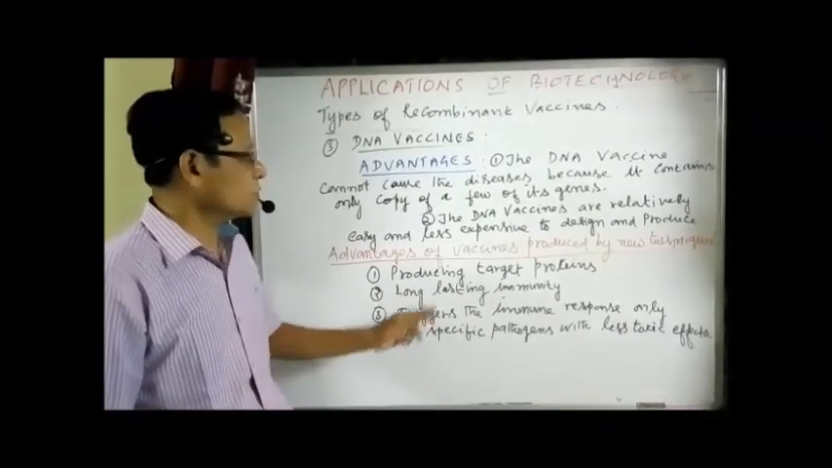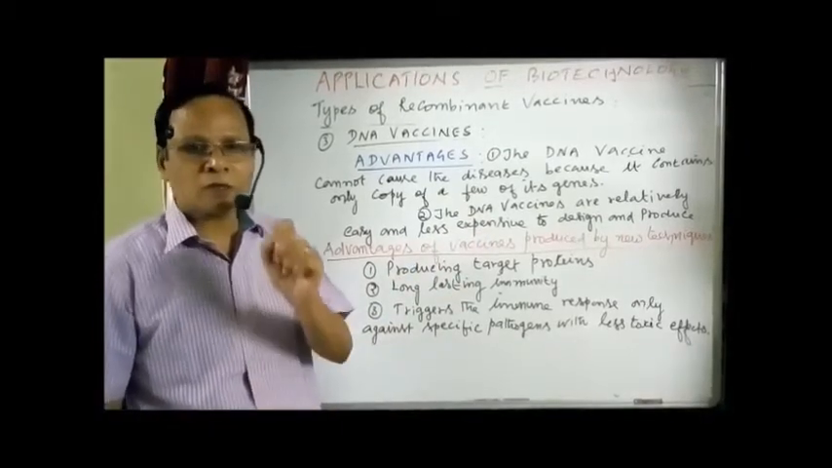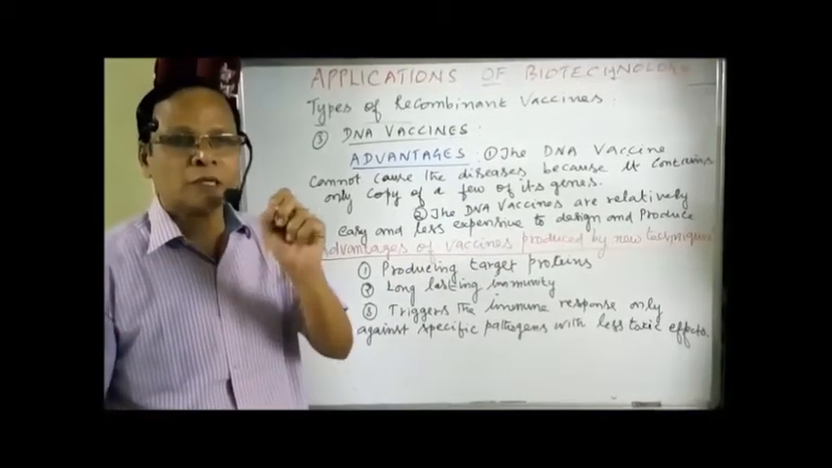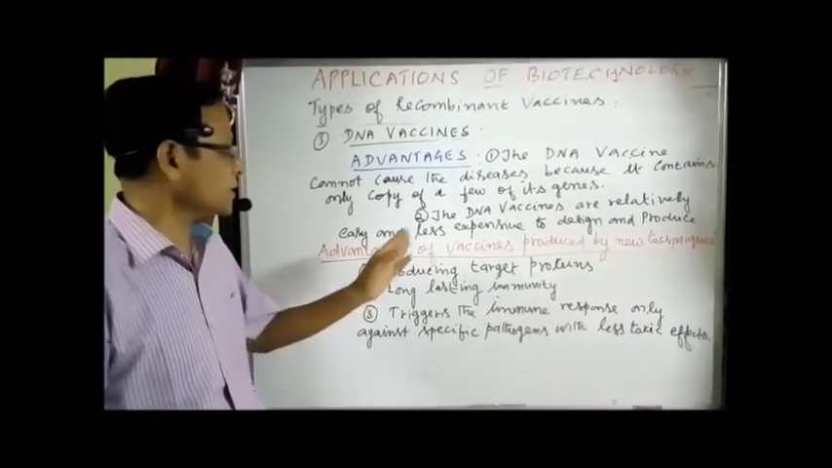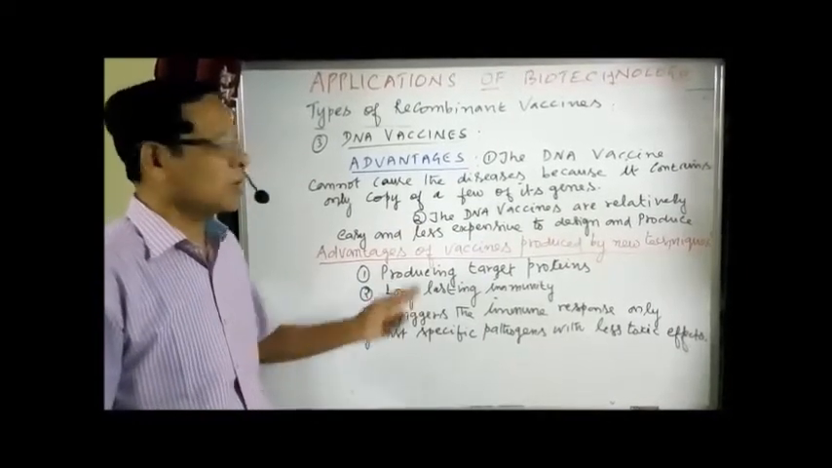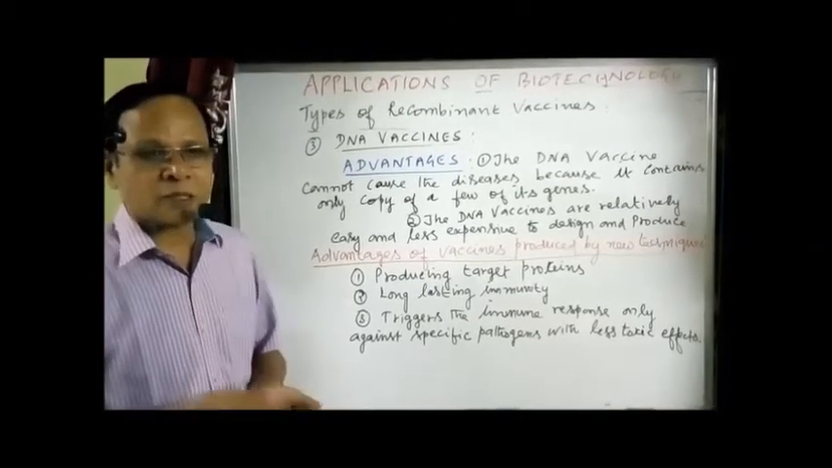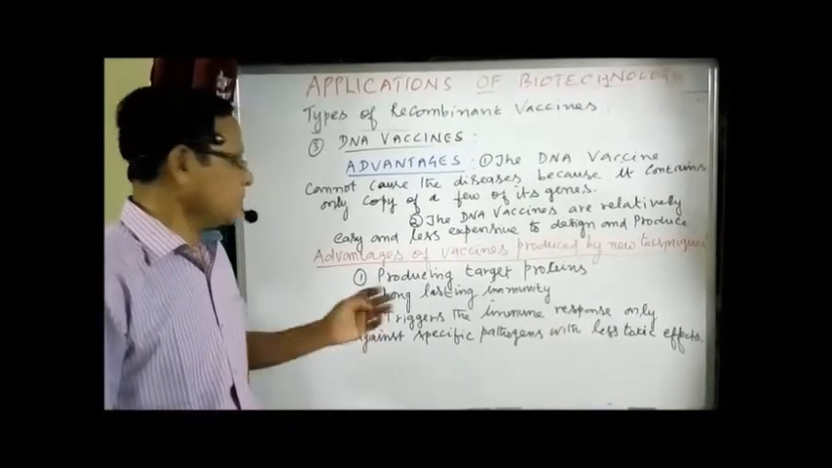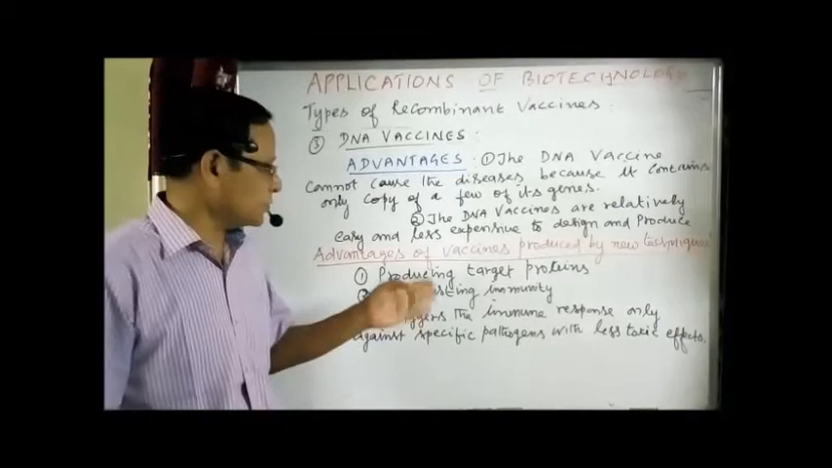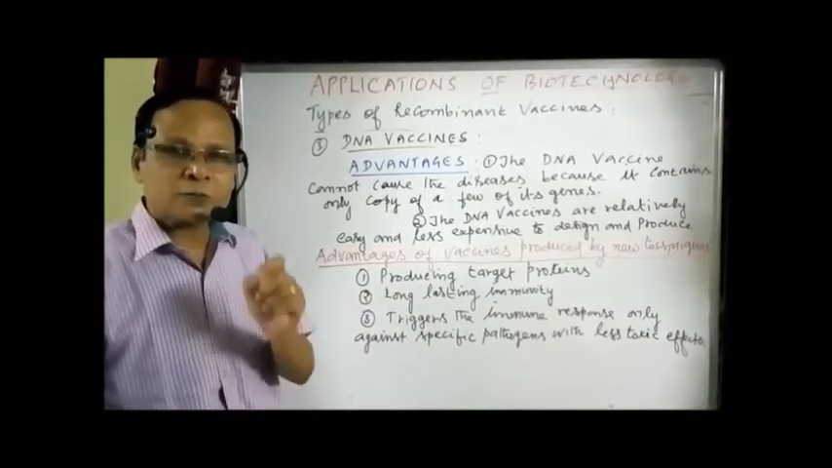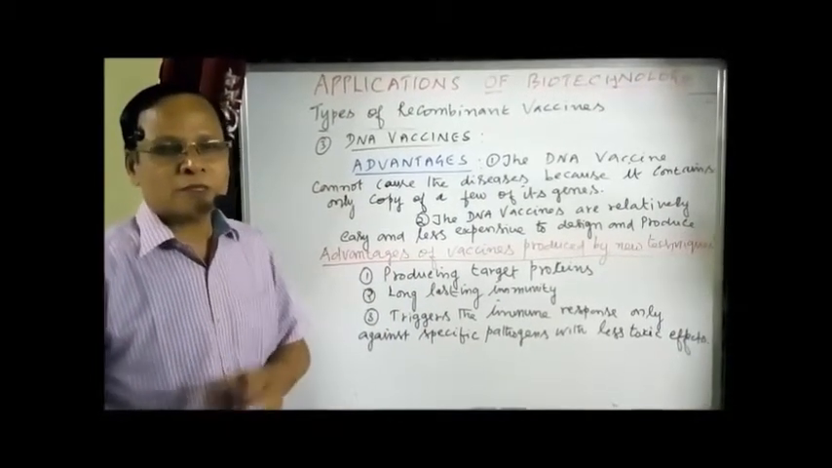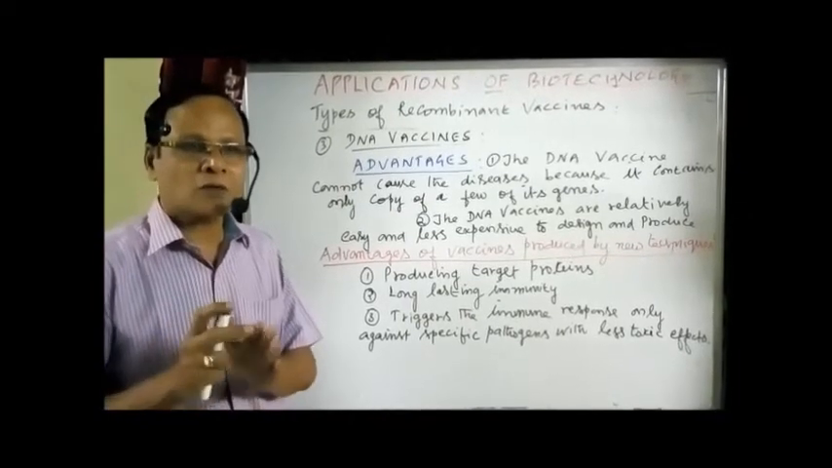Number one, producing target proteins. Only the target proteins. What protein we need, that alone is produced by recombinant DNA technology. Number two, long-lasting immunity. Once immunity is given by these vaccines, it is lasting forever. Number three, it triggers immune response only against specific pathogens with less toxic effects, not attacking all the pathogens.